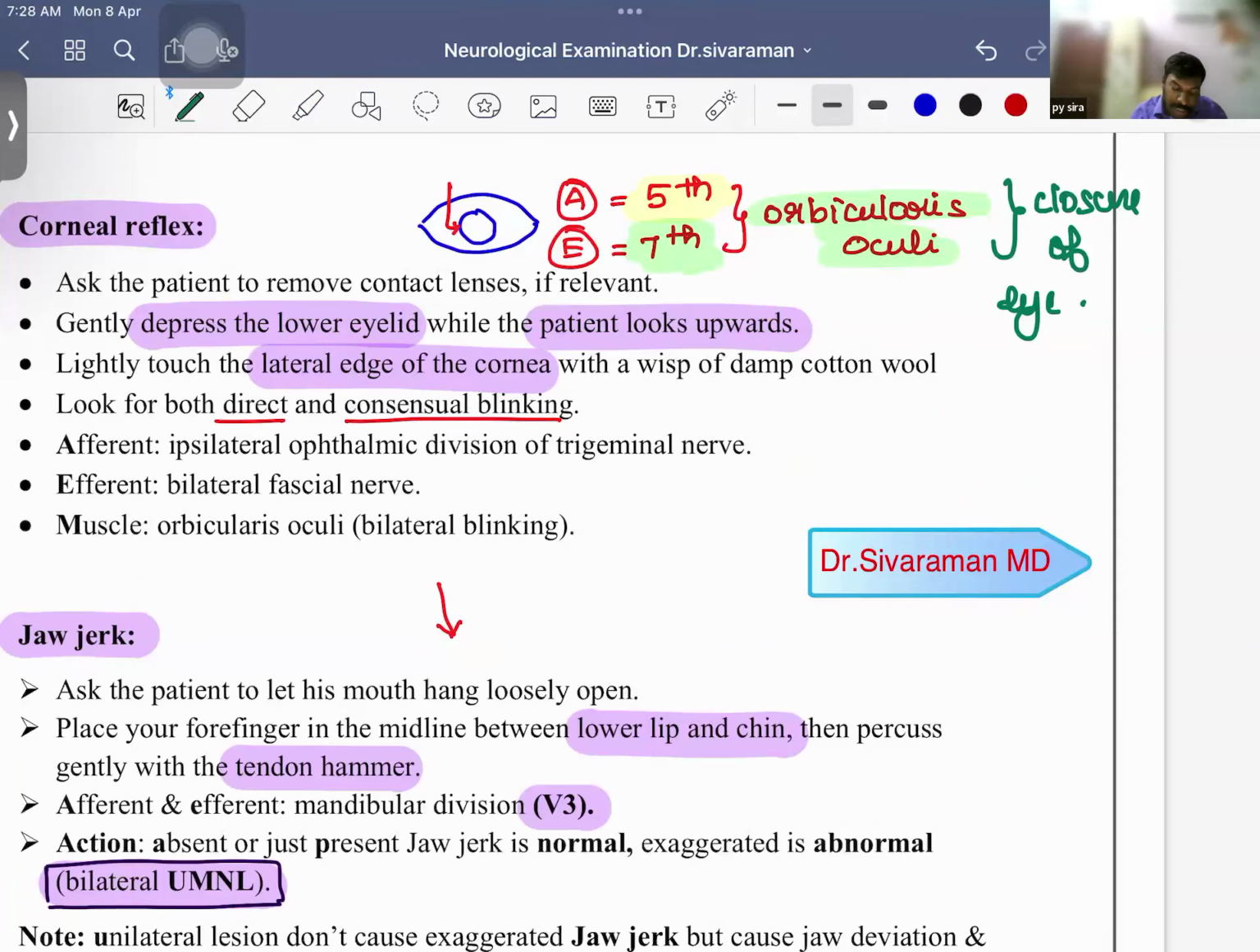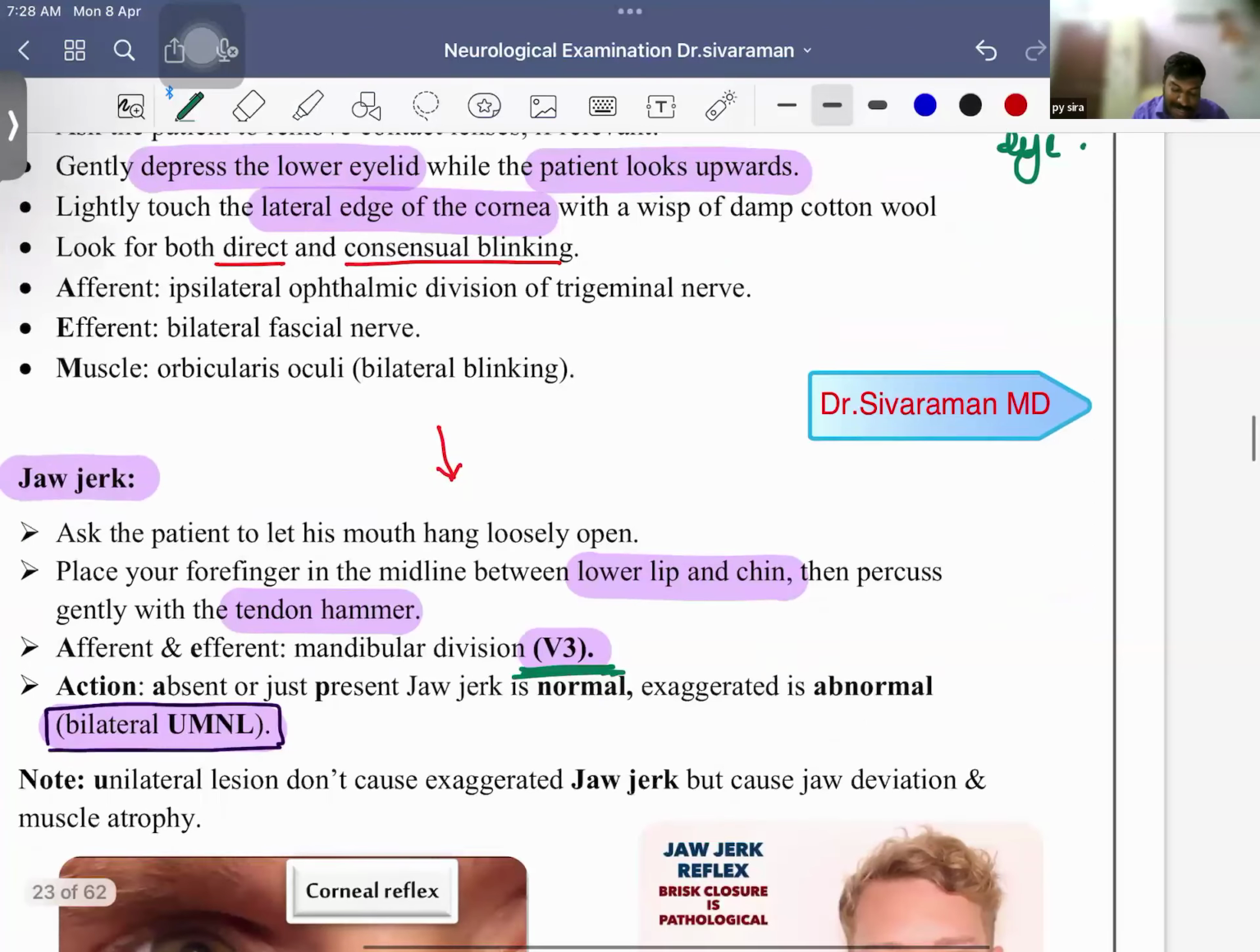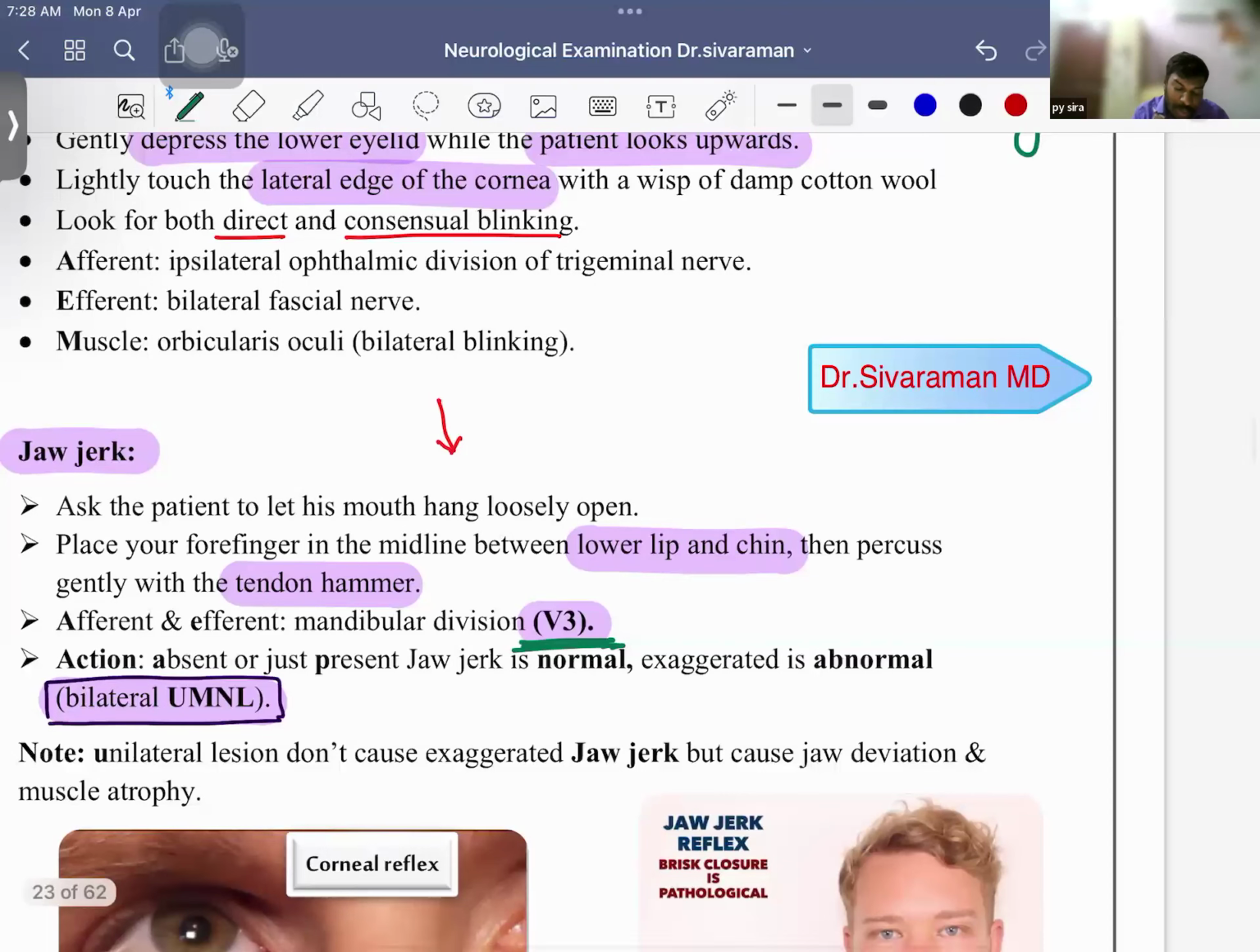Then coming to the jaw jerk. You tell the patient to open the mouth and you strike with the knee hammer from above. Whenever you strike, the patient will close the mouth. This is by the third part of the trigeminal nerve, the mandibular part. If it is exaggerated, the patient will open too much.